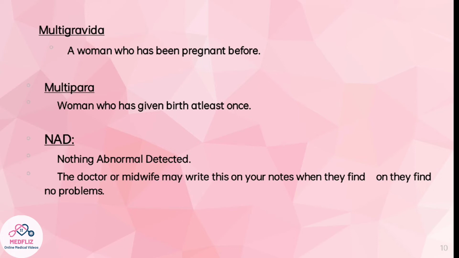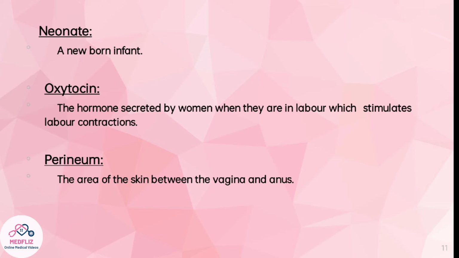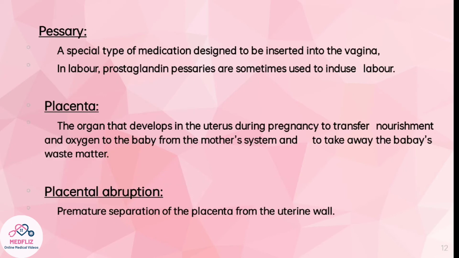NAD, nothing abnormal detected. The doctor or midwife may write this on your notes when they find no problems. Neonate, a newborn infant. Oxytocin, the hormone secreted by women when they are in labor, which stimulates labor contractions. Perineum, the area of skin between your vagina and anus. Pessary, a special type of medication designed to be inserted into the vagina. Prostaglandin pessaries are sometimes used to induce labor.